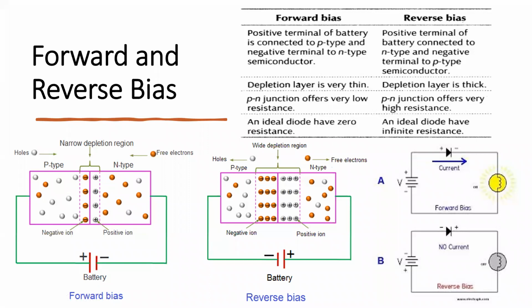So is that clear? How can we bias a circuit? Forward and reverse bias. May I continue? Okay.